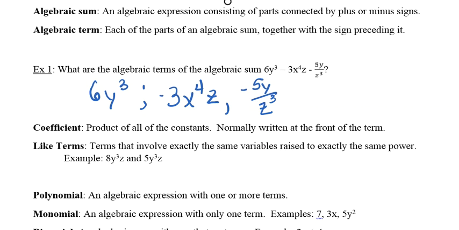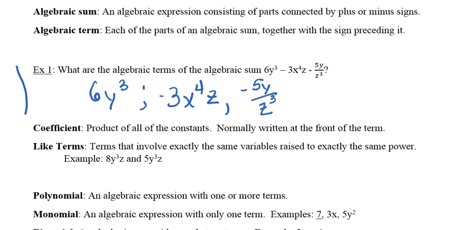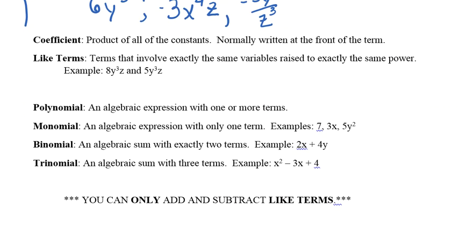We have some more words that we need to make sure we know the definitions of. So we have coefficient. A coefficient is the product of all the constants, normally written in front of the term. So in the 6y cubed, the 6 would be a coefficient, the negative 3 would be a coefficient in the next one, and the negative 5 in the last one.